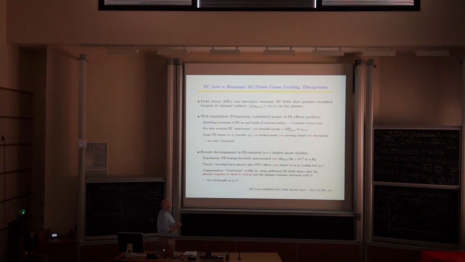So anyway, you end up with a situation where Richard Fitzpatrick, Callen, University of Texas, Austin, has built a nice cylindrical model, and it's been verified in toroidal codes. But anyway, the idea is you get shielding or screening of these field errors if the plasma rotates fast enough. But if the plasma starts not rotating, then you have the problem that the field error penetrates. It causes a magnetic reconnection of field lines on that rational surface, usually a 2-1. And actually you get a growing island, and you sometimes get disruptions.